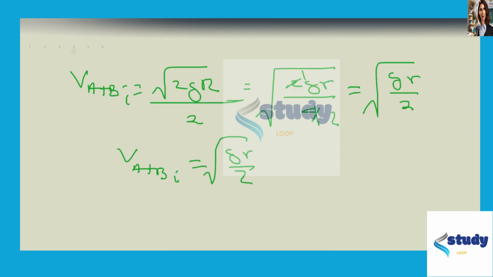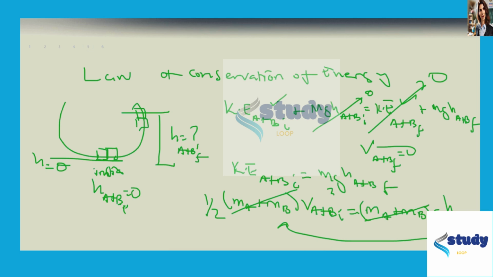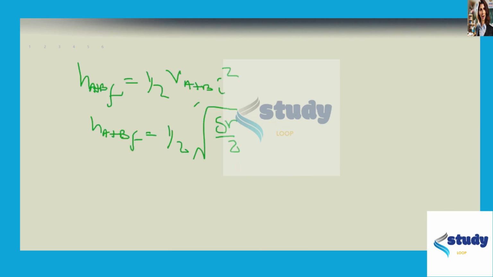Remember, the initial velocity of A and B was the square root of gr/2. So that's what we have to plug in right here, square root of gr/2. This one happens to be squared, so you have to remember that. This one is squared, don't forget that. And then this 2 is going to be squared.